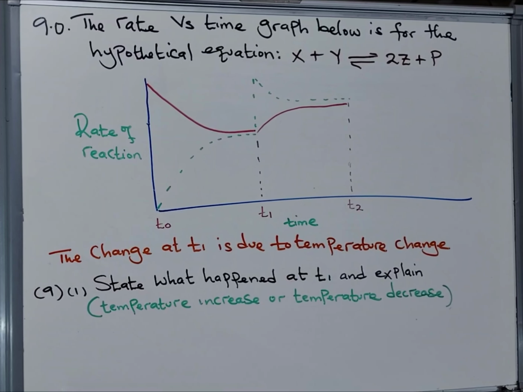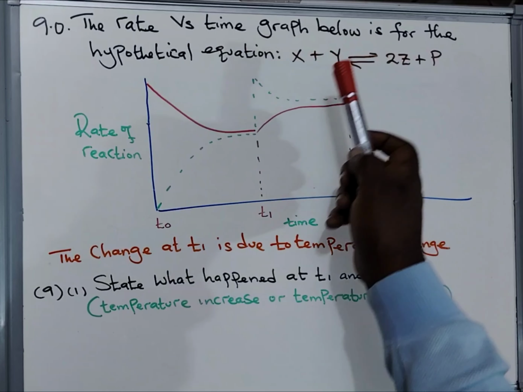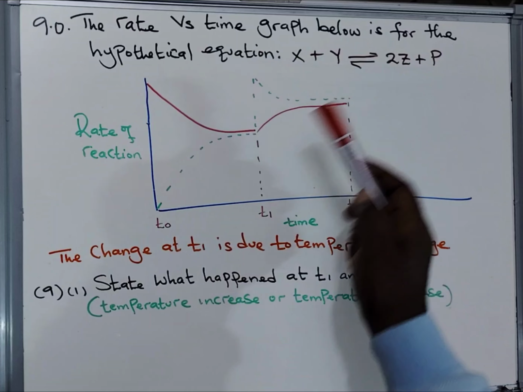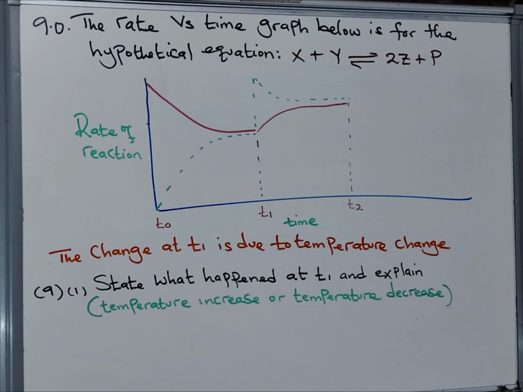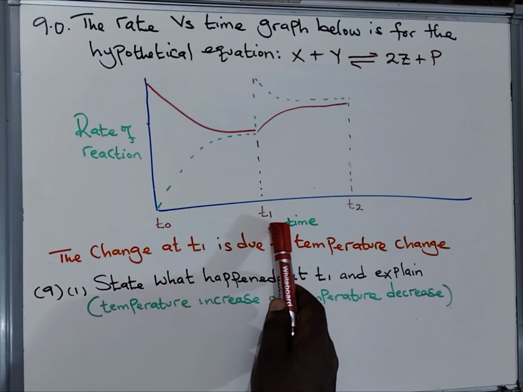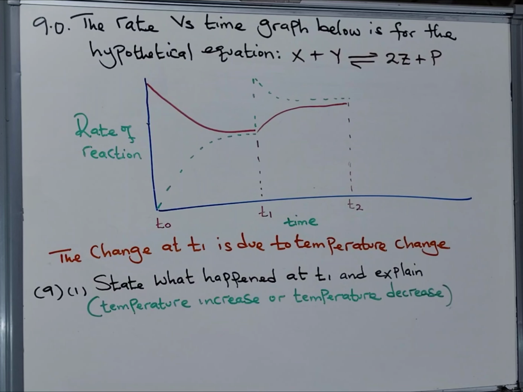Yes. Then we come to this question. It says, the rate versus time graph below is for the hypothetical equation given. The change at T1 is due to temperature change. The question says, state what happened at T1 and explain. You choose from temperature increase or temperature decrease.